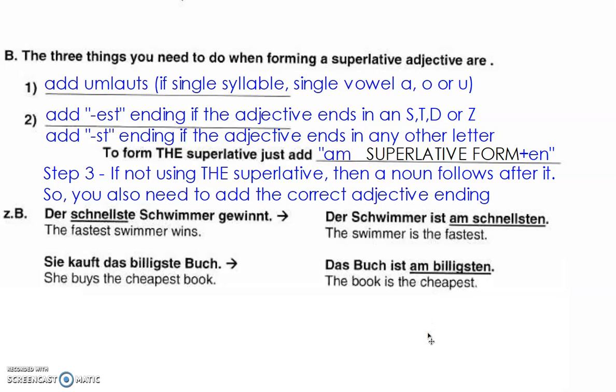Here are two other examples. Sie kauft das billigste Buch. She buys the cheapest book. So this one has an adjective ending. If you want to say the book is the cheapest of all, das Buch ist am billigsten. So we have to add the am and the en ending.